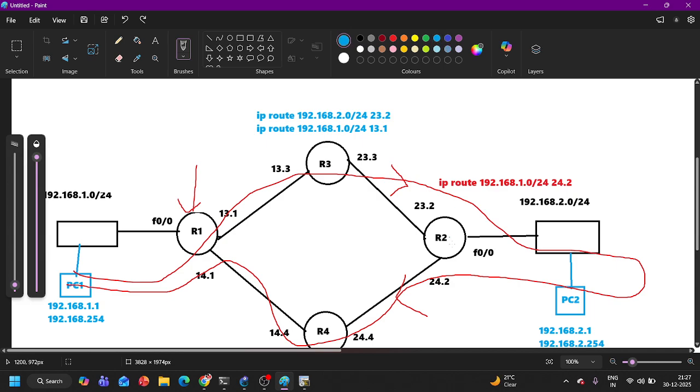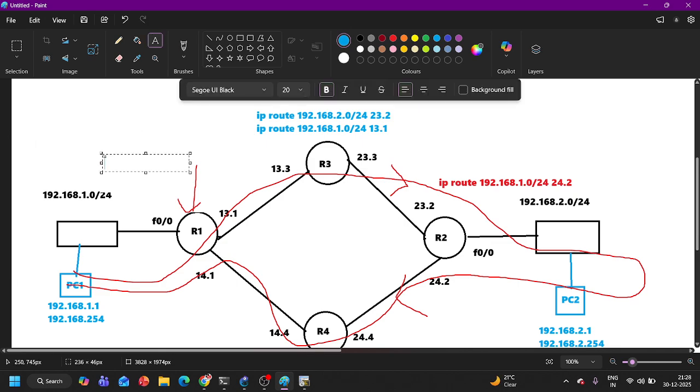And if I want load balancing, then with the same AD value via router number 3 also. So here we can achieve load balancing between these two subnets, and we can utilize both paths to talk from PC1 to PC2. And if any path goes down, you can configure failover as well with a higher AD value.